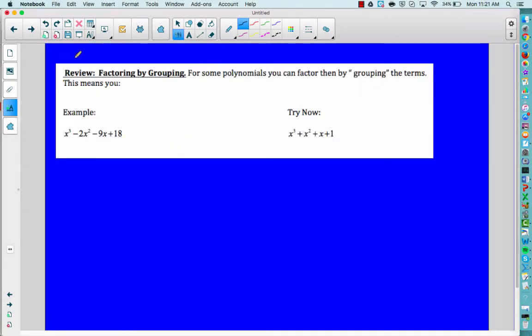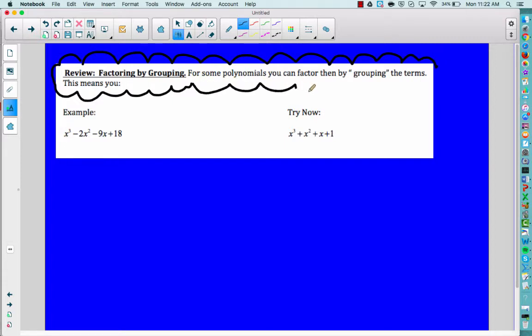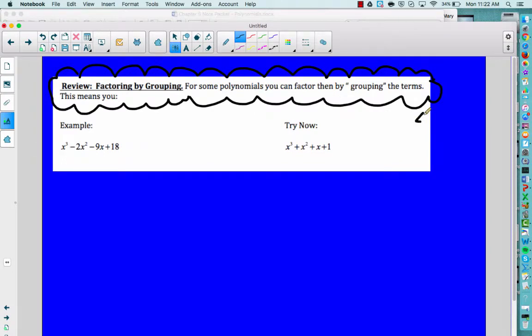The next one where we're going to review, and I've actually already introduced this to you, is factoring by grouping. We did spend some time factoring by grouping. Now let's remember, to factor by grouping, you need four or more terms. Not 2 terms, not 3 terms, 4 or more terms. So I see that I have a polynomial with 4 terms.